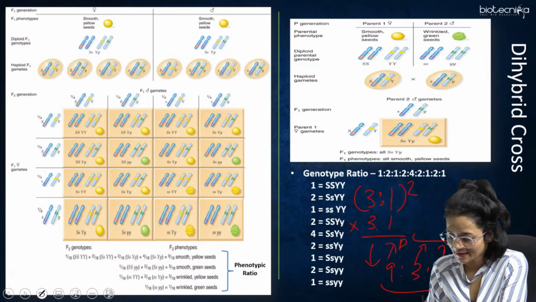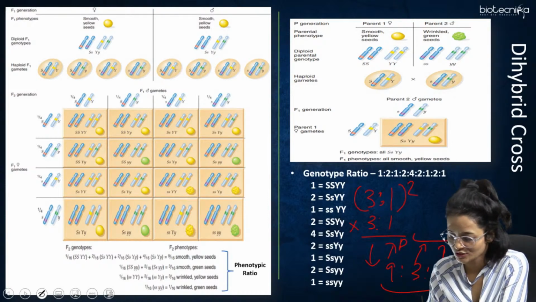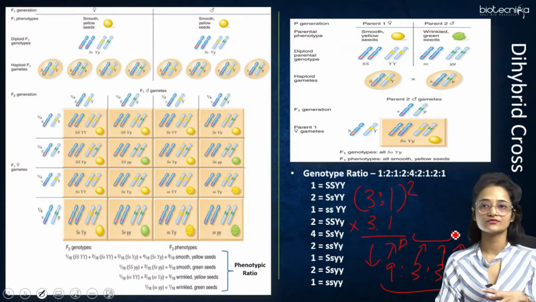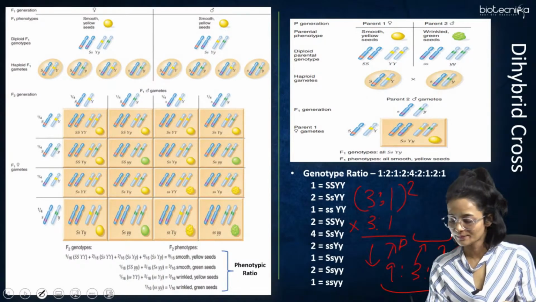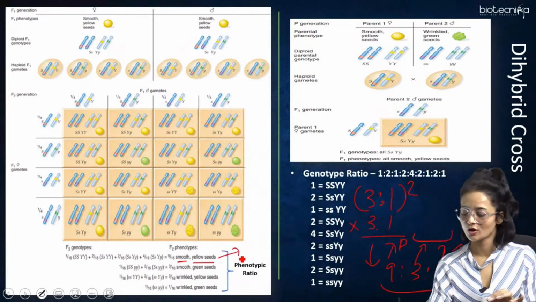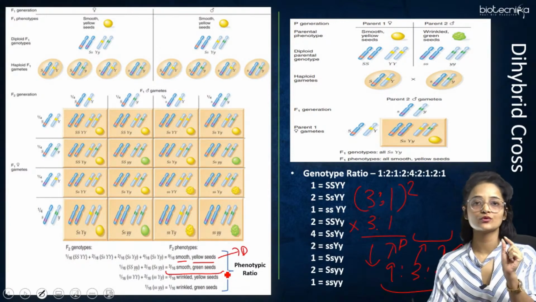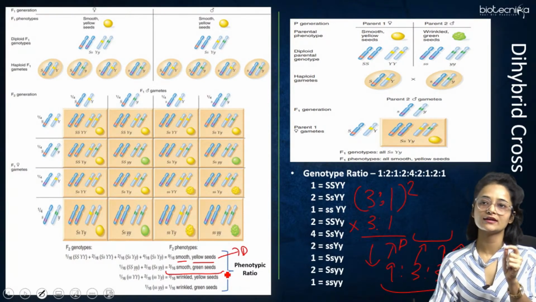So here the result is being given. For the genotypic ratio, it is given here, and for the phenotypic ratio, it is given that 9 out of these 16 which are produced would be smooth and yellow seeds, right? This would be the dominant trait. 3 would be smooth and green, like one trait in the dominant form and the other in the recessive form.